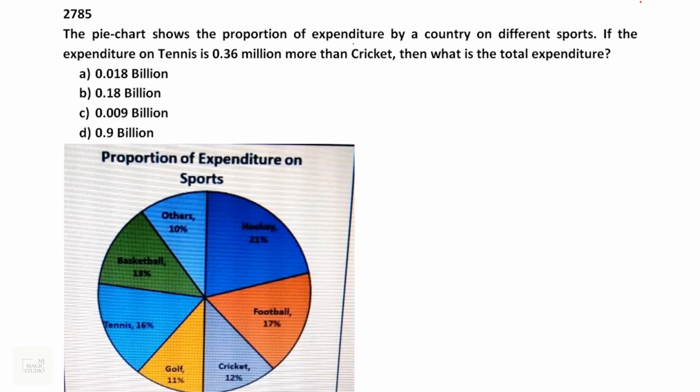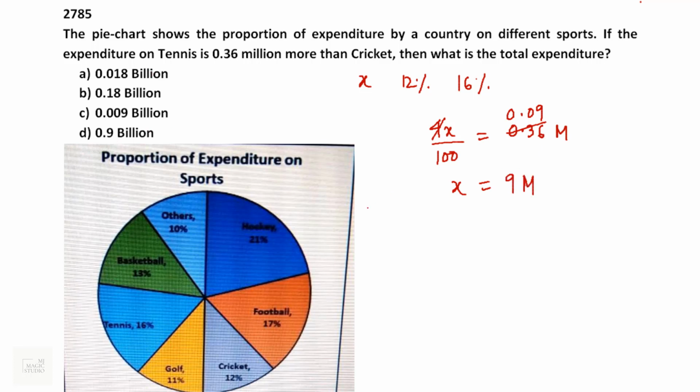The pie chart shows the proportion of expenditure by a country on different sports. If the expenditure on tennis is 0.36 million more than cricket, then what is the total expenditure? The total expenditure is X. Expenditure in cricket is 12%, and expenditure in tennis is 16%. That means the difference is 4%. That means 4x by 100, 4% is 0.36 million, so x is 9 million.